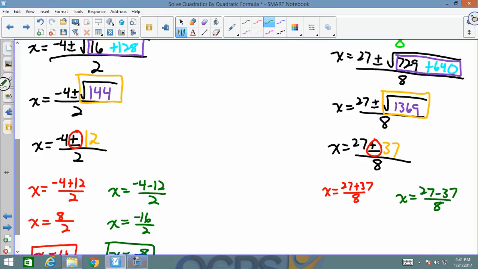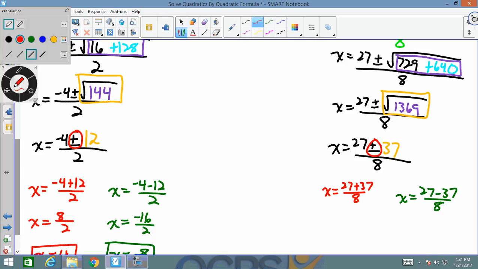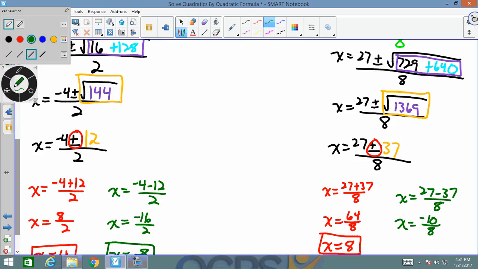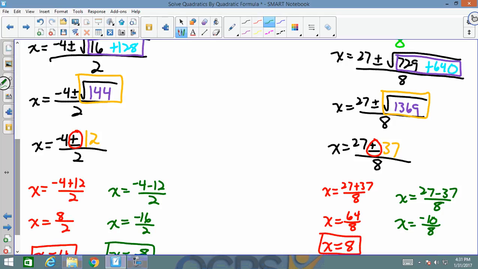Okay. So we'll do the one in red first. So it's going to be x equals 64 over 8. So x will equal 8 here. On this side, we're going to get x equal to negative 10 over 8. When I divide it, I do not get a whole number. So if you don't get a whole number, you want to leave it as a fraction, but you should always reduce your fractions. So we're going to divide the top and bottom by 2. So x equals negative 5 over 4.